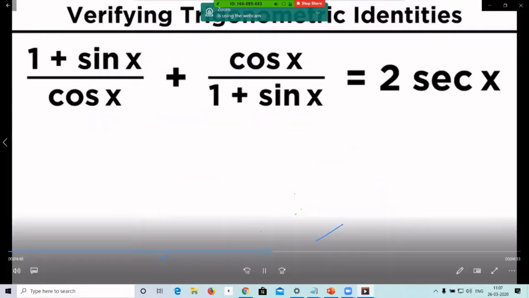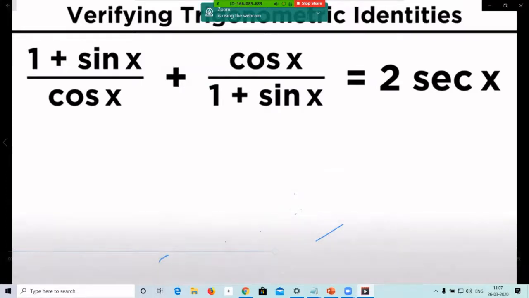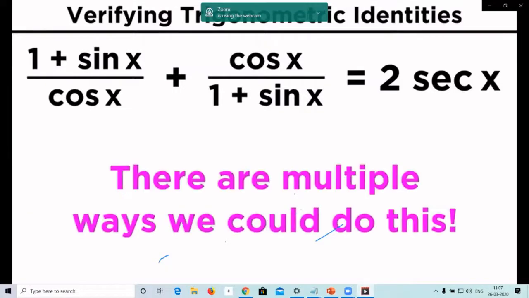Now let's try a couple that are harder than these. This one has 2 fractions on the left, 1 plus sine over cosine, plus cosine over 1 plus sine, and that will equal 2 secant x. Here's one where there are a few different ways to go.